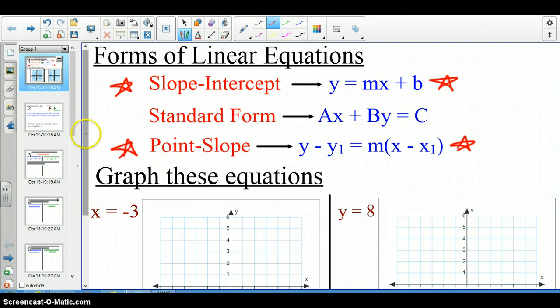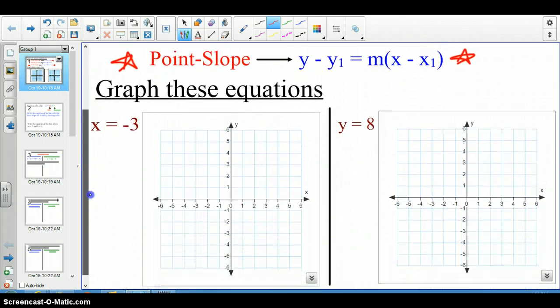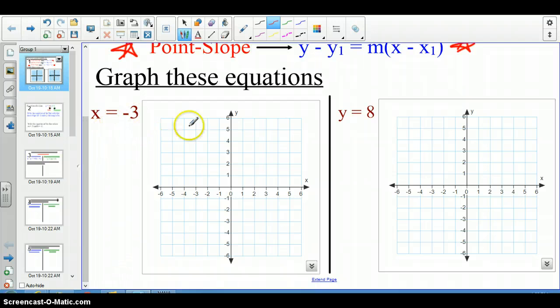First, let's look at these two equations below. Let's graph these equations. X equals -3. Well, x equals -3 on the horizontal x-axis. So we go to the left to -3, plot a point. They don't tell us anything else, so it would be a vertical line.